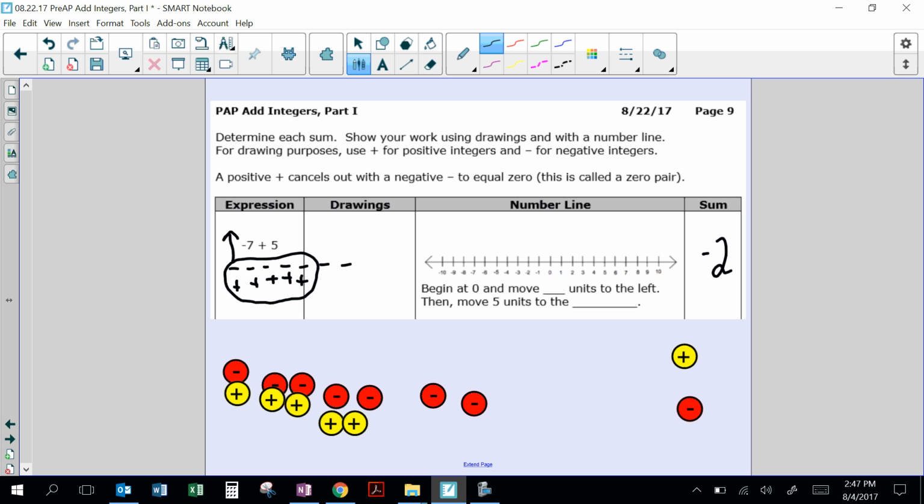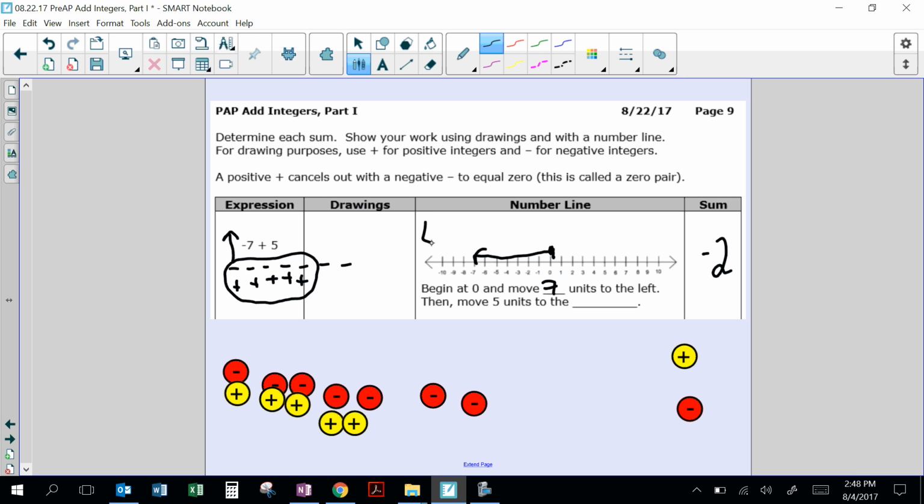Now let's draw a number line. So you always begin at 0. And you move, so the first integer was -7. So we're going to move 7 units to the left. Stop. And then we're going to add another integer to that, 5. How would you describe 5? As a negative or a positive? We're going to move 5 units, positive number.